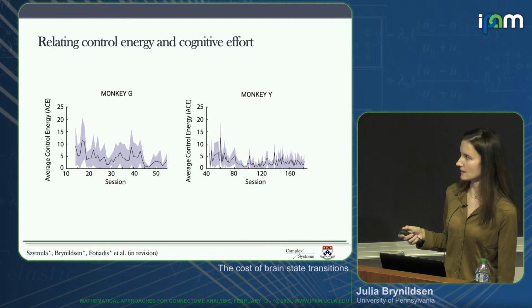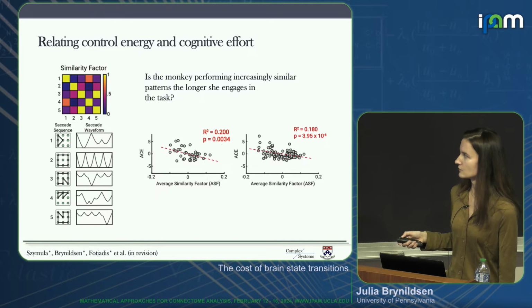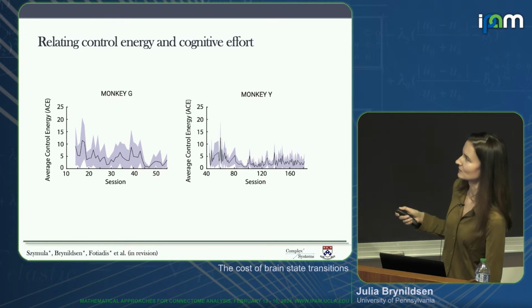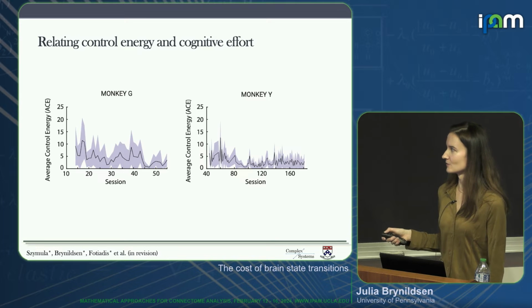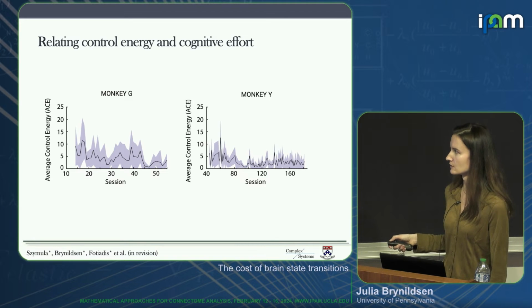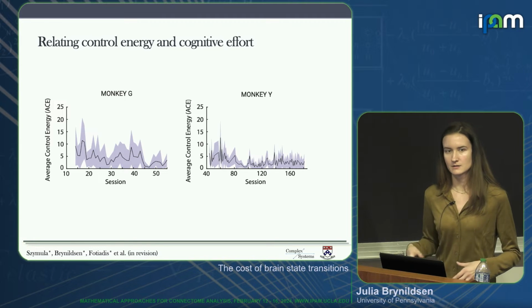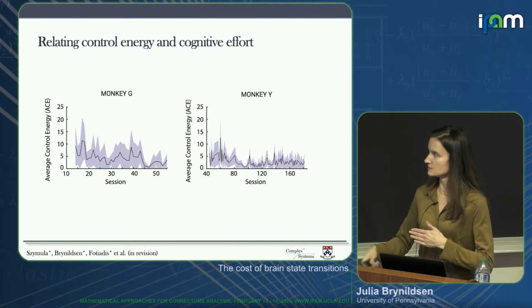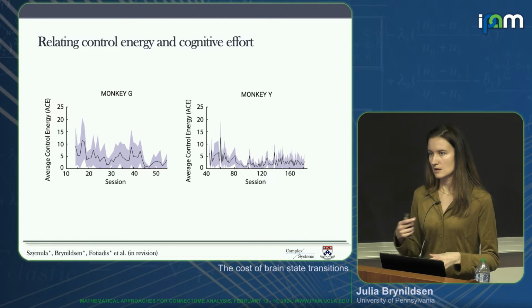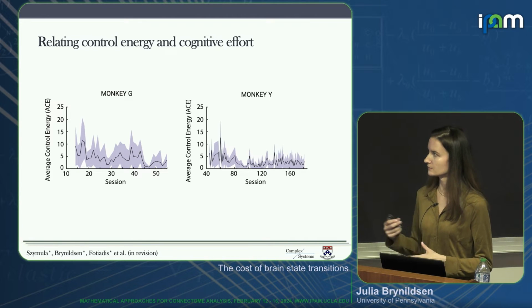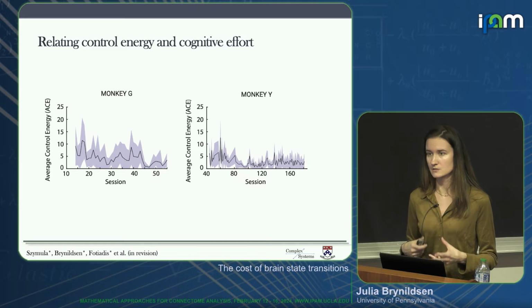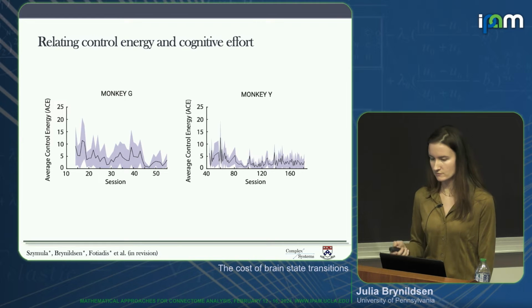So here we're just looking at average control energy over the course of sessions for each of the 2 monkeys, monkey G and monkey Y. And so we observe generally downward trends over the course of sessions, suggesting that the transitions become less costly as the animals adapt to the saccade task and their behavior becomes more efficient.